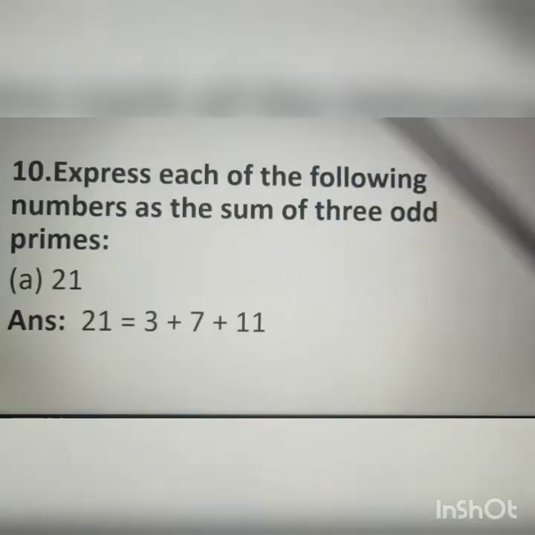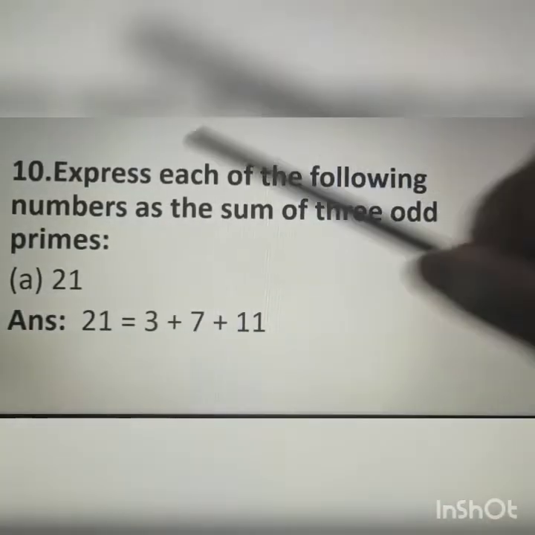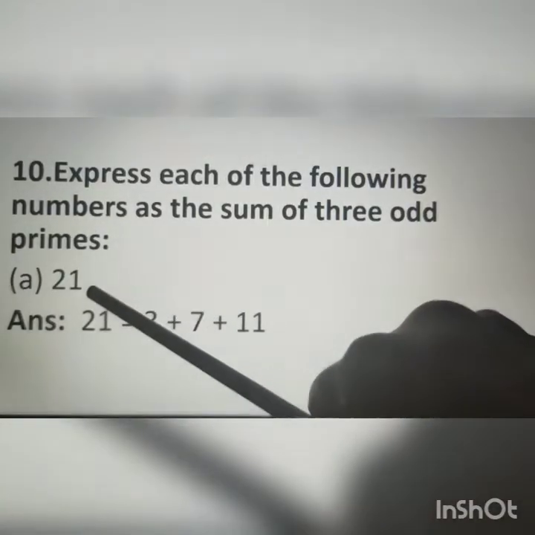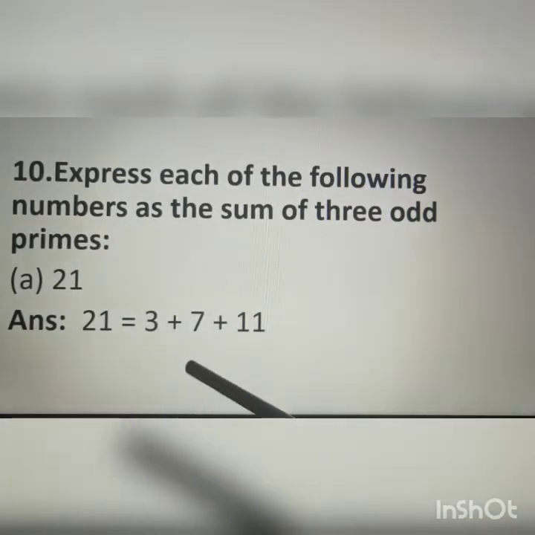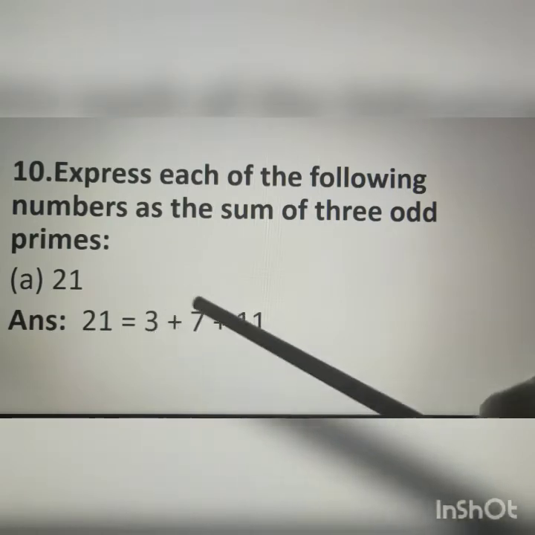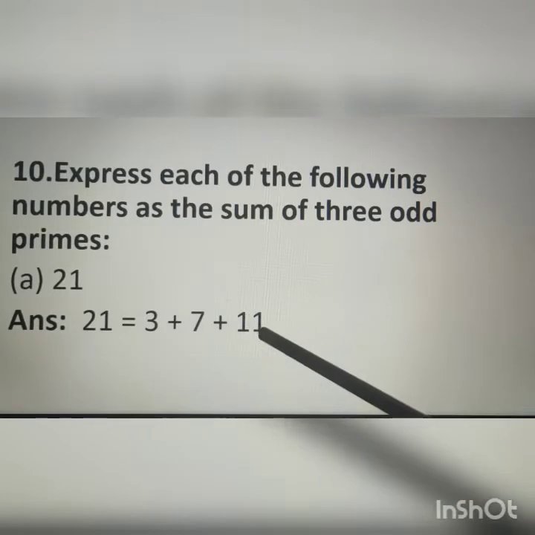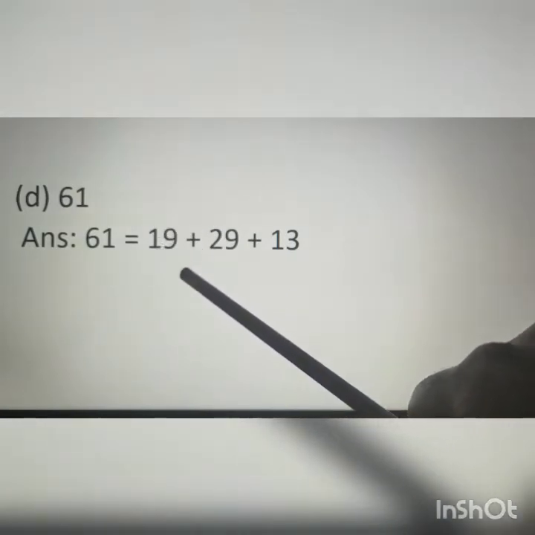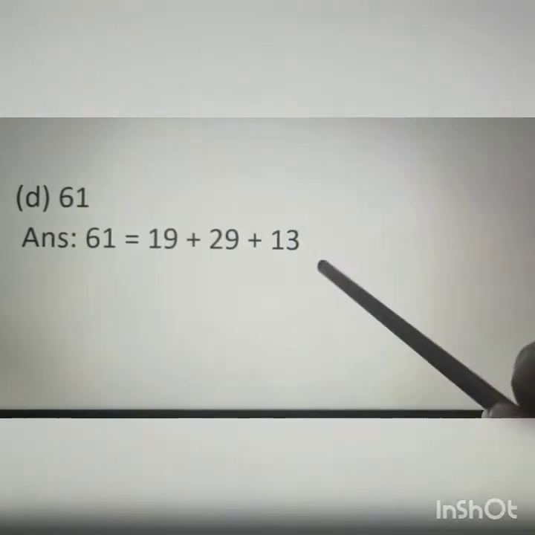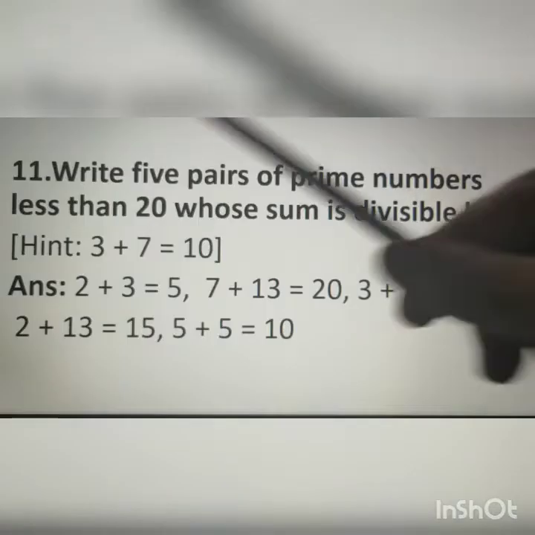Question number 10. Express each of the following numbers as the sum of 3 odd primes. Question number A. 21. 21 we have to express as the sum of 3 odd primes. So 3 plus 7 plus 11 is equal to 21. 3, 7 and 11 are odd numbers. Question number D. 61 is equal to 19 plus 29 plus 13. They are odd numbers.